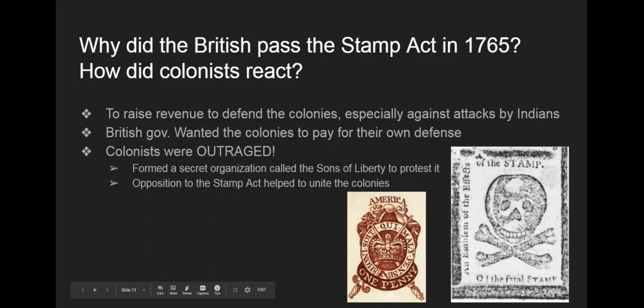So right here, this red stamp would be an example of what the stamp looked like. The stamp was placed on any sort of paper product. Anything from parchment paper, books, playing cards, even games such as dice, all kinds of stuff could have the stamp placed on it as a requirement once you purchased it. Off to the right, we have an example of essentially a protest version of the stamp, a little political cartoon. Death, skull and crossbones, not a pleasant symbol.